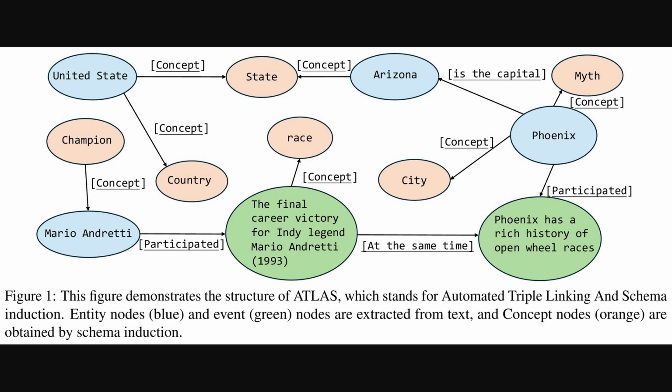Alright, so this first figure gives us a perfect snapshot of the kind of knowledge graph the system, which they call Atlas, actually builds. You can see it's made of different kinds of nodes. The blue ones are entity nodes. These are specific things like a person, Mario Andretti, or a place, Phoenix. The green nodes are event nodes. They capture happenings, like a specific race victory. But the really innovative part is the orange concept nodes. These are automatically generated categories, linking Mario Andretti to champion and Phoenix City, creating that dynamic schema we talked about.